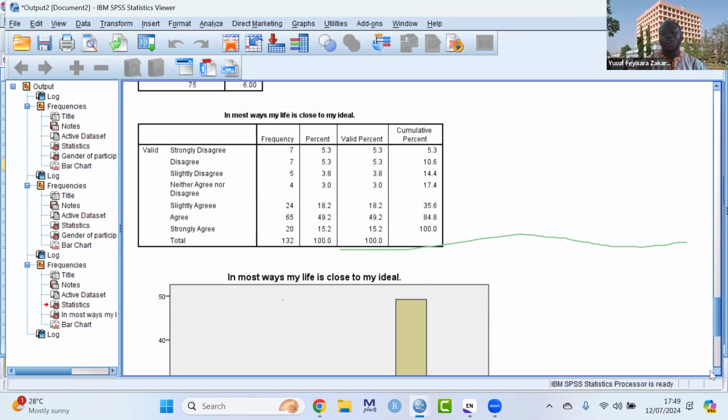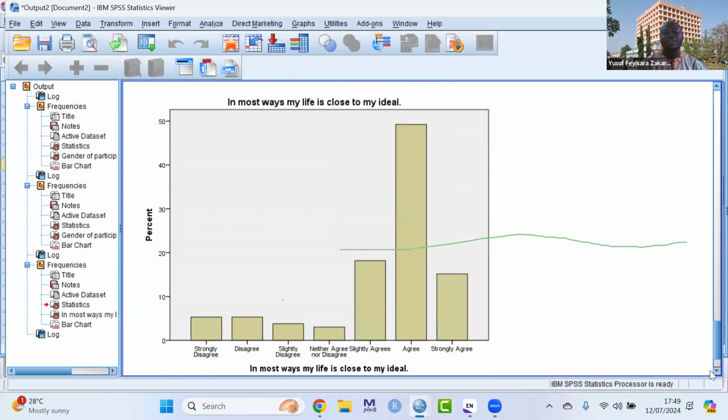Now let's go to the bar charts. You can see how the distribution goes. You have strongly disagree as the topmost one. And you can see that's why it is called the mode. The one with the most frequency is always the tallest in the class. Can you see it now?